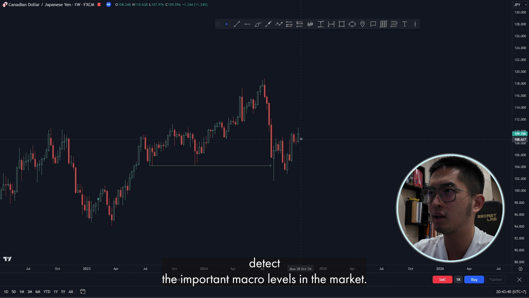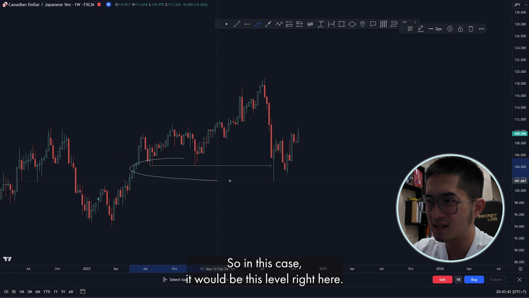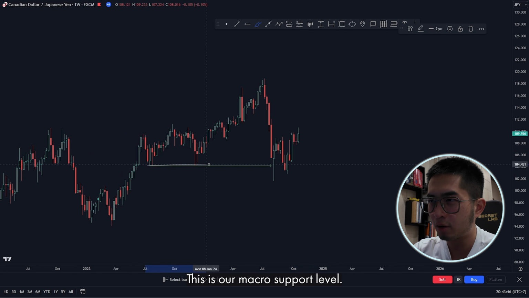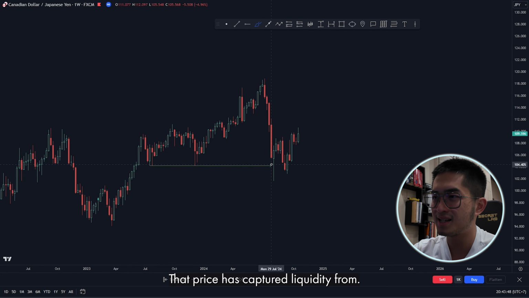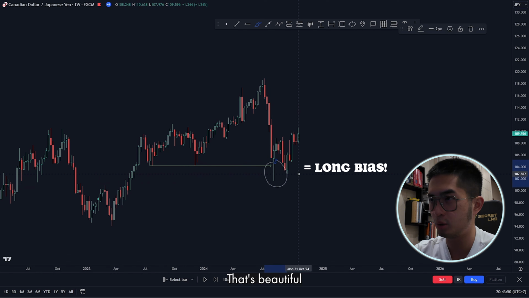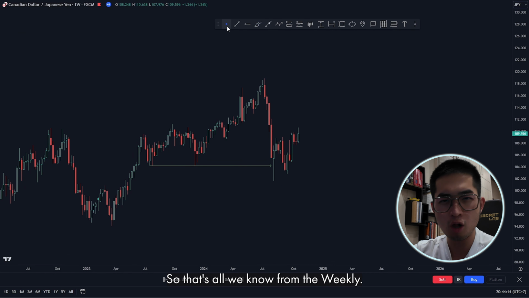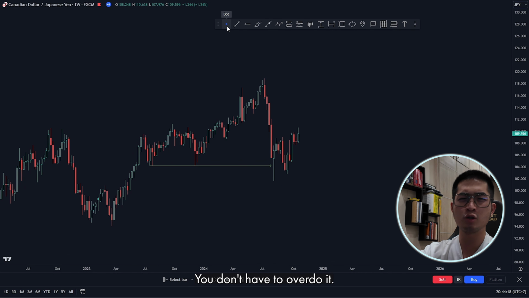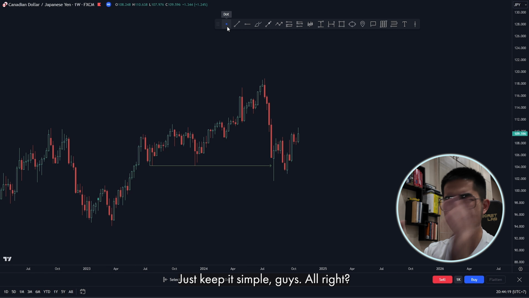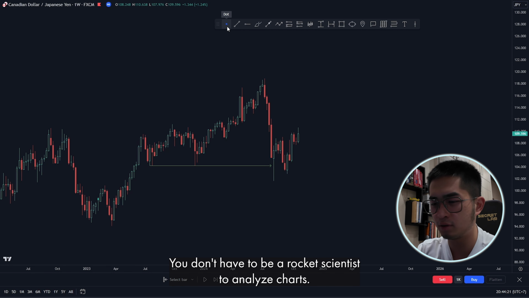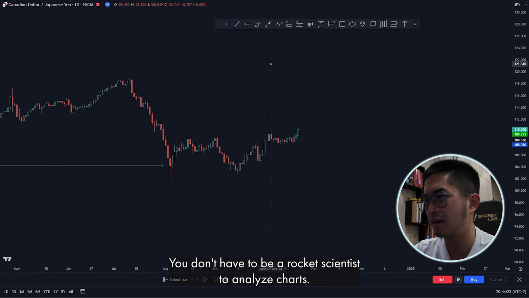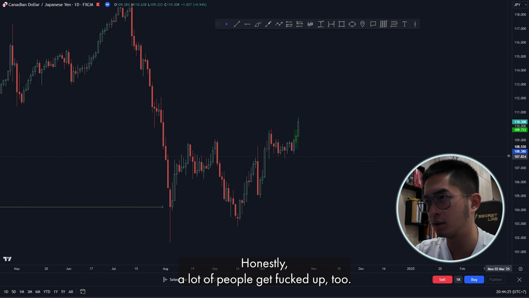The weekly serves as our bird's eye view, and it helps us detect the important macro levels in the market. In this case, it would be this level right here. This is our macro support level that price has captured liquidity from. That's beautiful, right? That's all we know from the weekly. That's enough. You don't have to overdo it. Just keep it simple, guys. You don't have to be a rocket scientist to analyze charts, honestly. A lot of people get that messed up too.